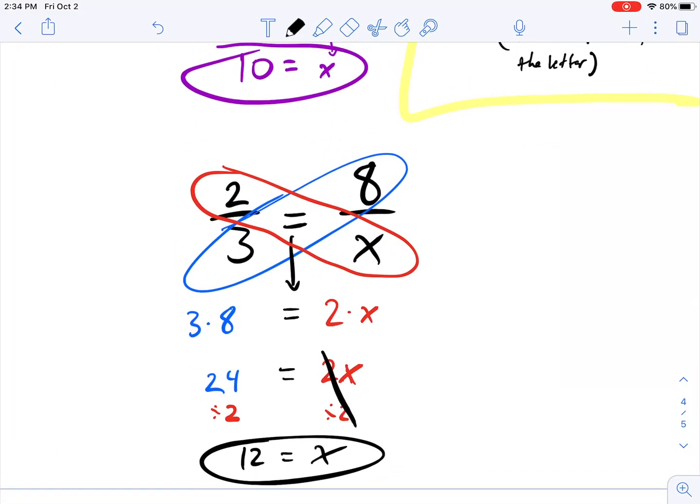That's how you do cross multiplication and division. Again, email me if you have any questions at kowens@jeffersonesd.org.